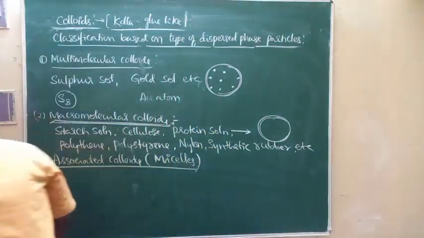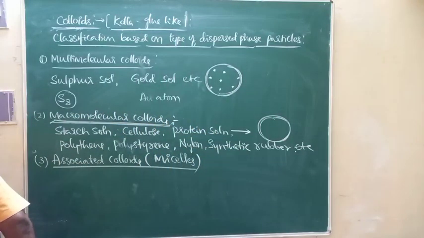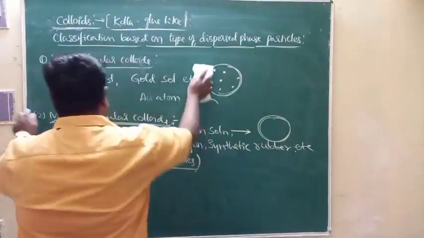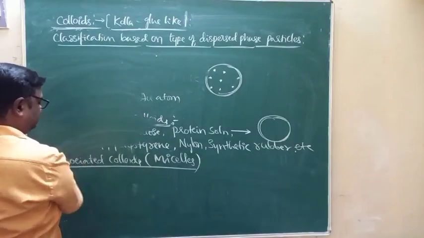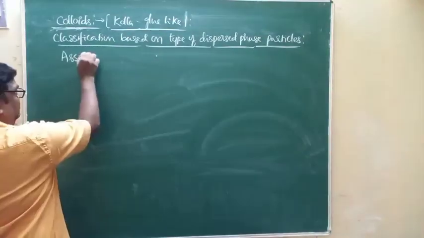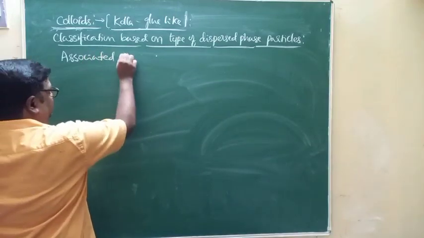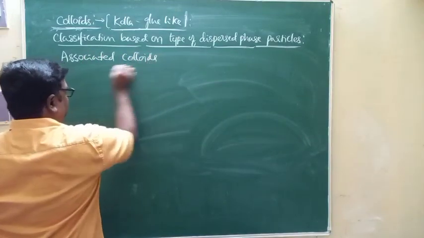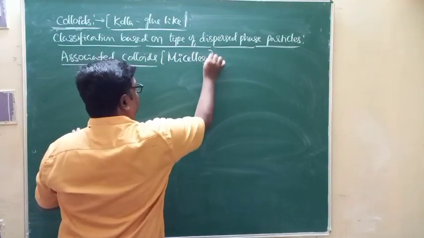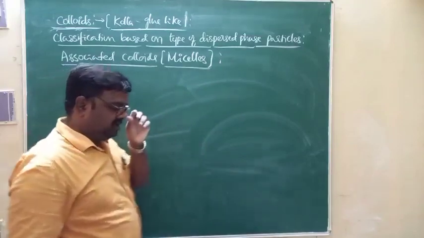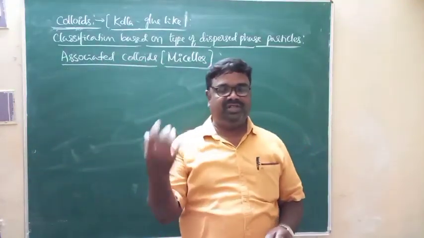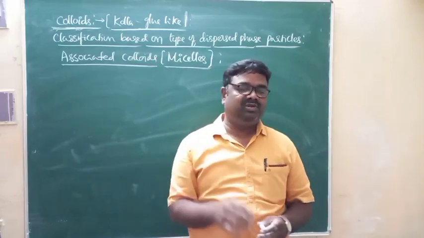Now we'll go to one more type of colloidal system. It is associated colloids, or you can say micelles. Associated colloids are also known as micelles. Look at the term associated colloids here, because of the association of smaller molecules under suitable conditions.